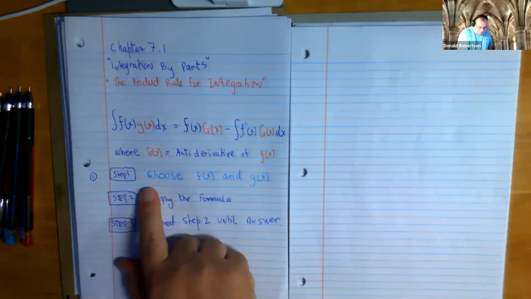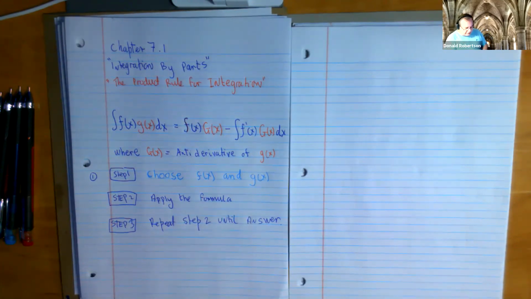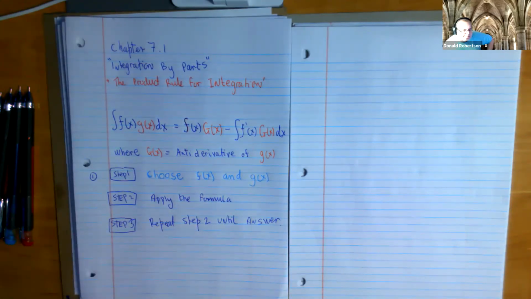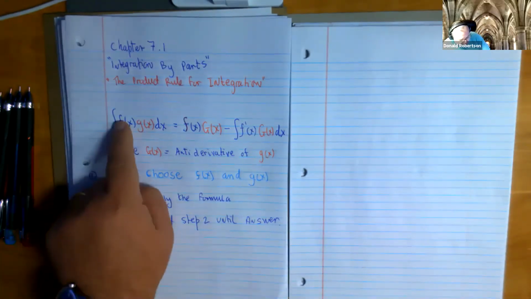So step one, choose f of x and g of x. Well, you might say, hey, that doesn't even need to be a step. The first one's f and the second one's g. Obvious. Sorry, not obvious. There is very often a correct choice, one that works, and there is a wrong choice, one that doesn't work.